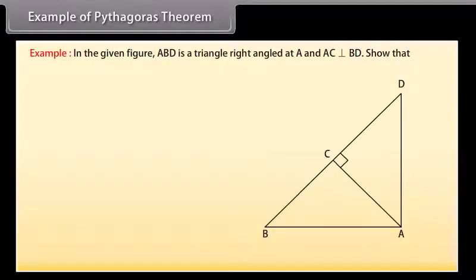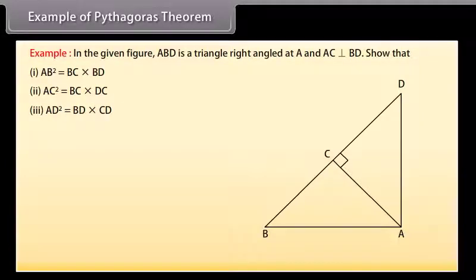In the given figure, ABD is a triangle right angled at A and AC is perpendicular on BD. Show that 1. AB square is equal to BC into BD. 2. AC square is equal to BC into DC. 3. AD square is equal to BD into CD.